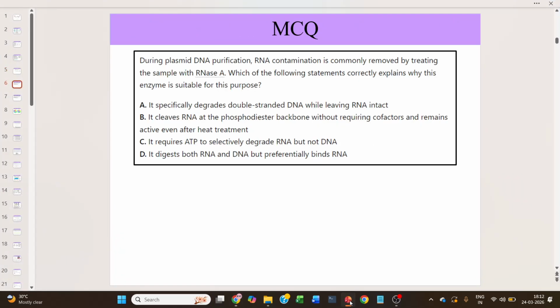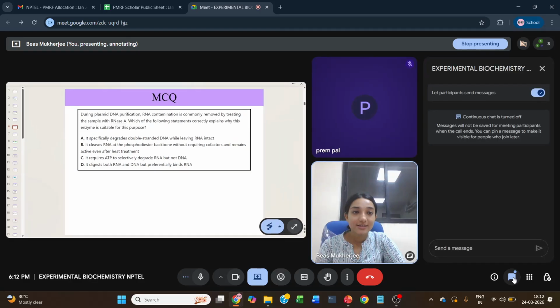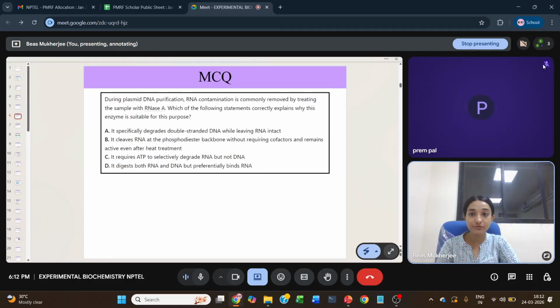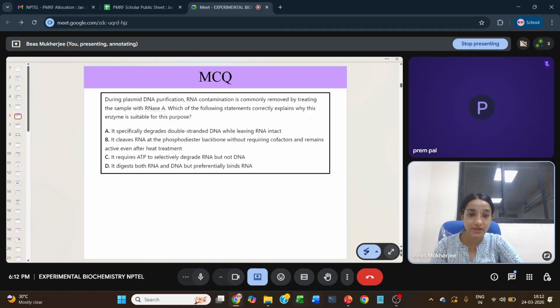Okay. Now, we have a small MCQ. Try answering this. During plasmid DNA purification, RNA contamination is commonly removed by treating the sample with RNase A. Which of the following statements correctly explains why this enzyme is suitable for this purpose? B. It specifically cleaves double-stranded DNA leaving the RNA intact. It cleaves RNA at the phosphodiester backbone without requiring cofactors and remains active even after heat treatment. Okay, good. Let's see.